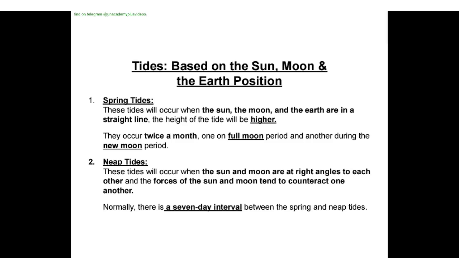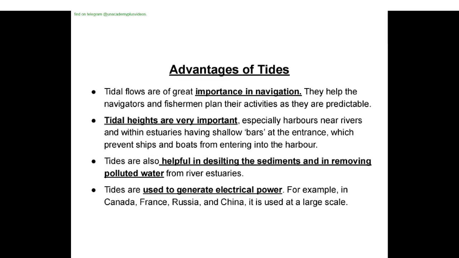Neap tides. These tides occur when the sun and the moon are at right angles to each other and the forces of the sun and the moon tend to counteract one another. Normally, there is a 7-day interval between the spring and the neap tides.